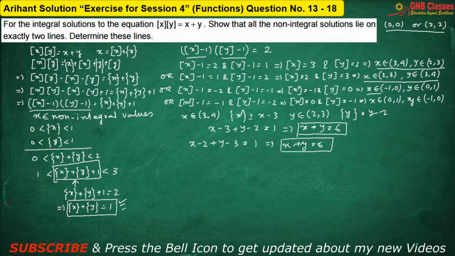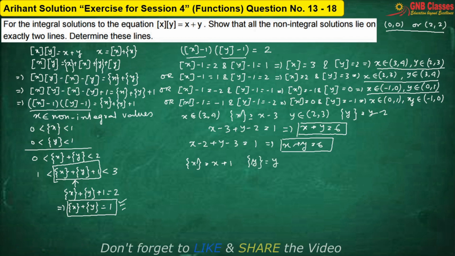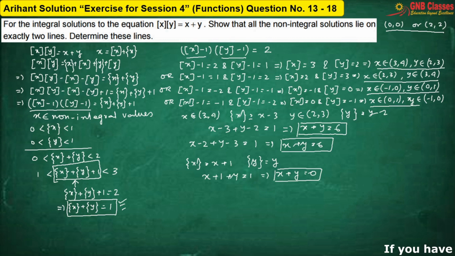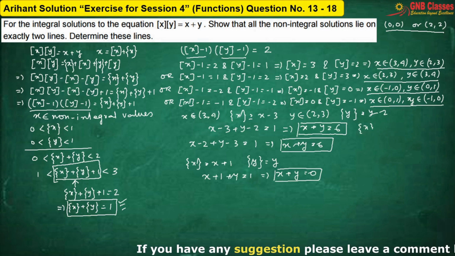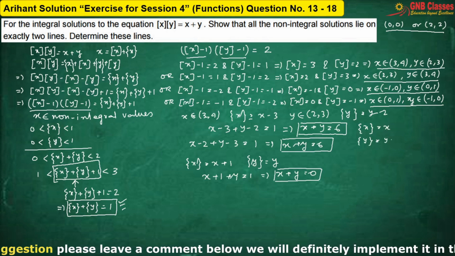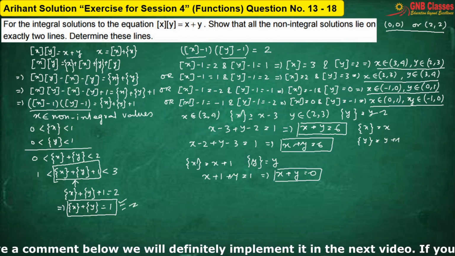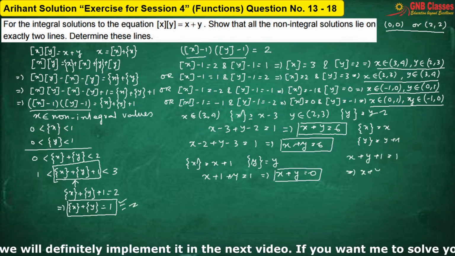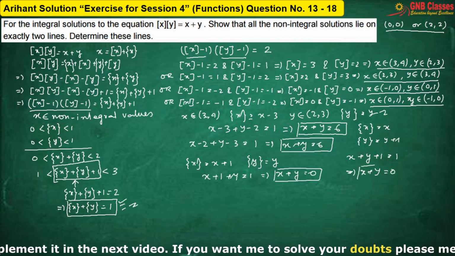Let us consider this portion. The fractional part of x in this case will become x plus 1, and the fractional part of y will become only y. Therefore the equation becomes x plus y equals 0, correct? Moving to the last one, x belongs to 0 to 1, so the fractional part of x can be written as x only, and the fractional part of y can be written as y plus 1. Again, from this equation we have x plus y equals 0.